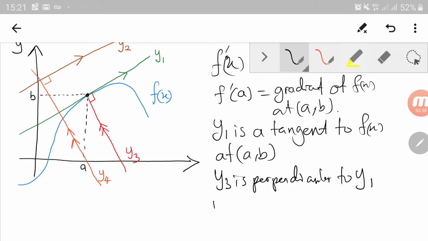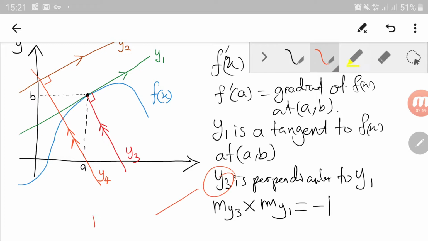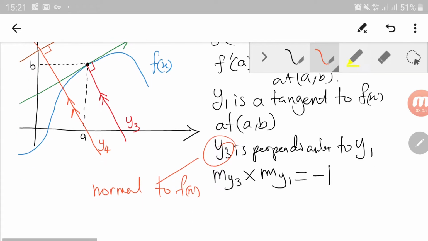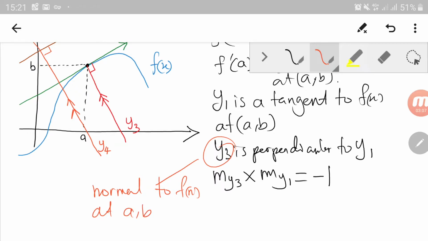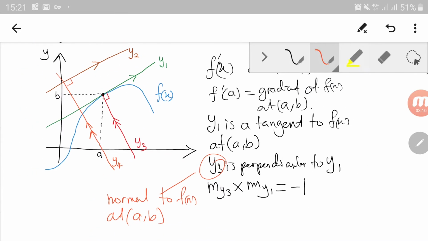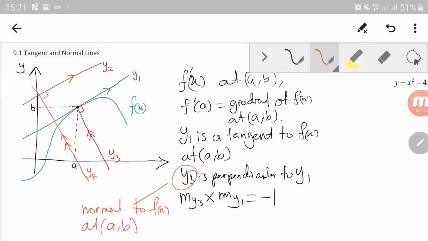Now what happens when a line is perpendicular to another line? It means that the gradient of the line, m3, when we multiply it with the gradient of the other line that it intersects, we get minus 1. So what do we call y3? Y3 is what we call the normal to f(x) at (a, b). So that's the discussion about y1 and y3.